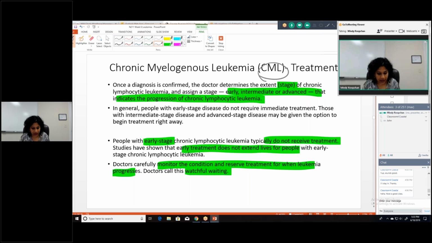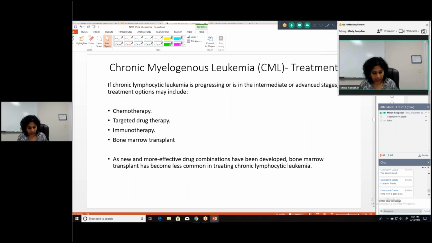So this should be CML. Let me just do this. So this, instead of CLL, it's CML. I just want you guys to understand that that's what these slides are. It should be CML on here. Okay, so don't get yourselves confused. I will make the changes and send it to be revised, but this should really be your CML. So if chronic CML is progressing or is in the intermediate or advanced stages, these are your treatment options. I didn't write them all out again because they're the same ones you've been talking about.